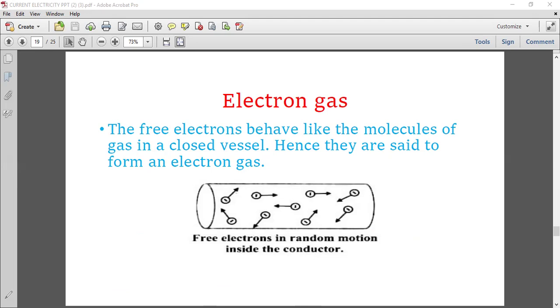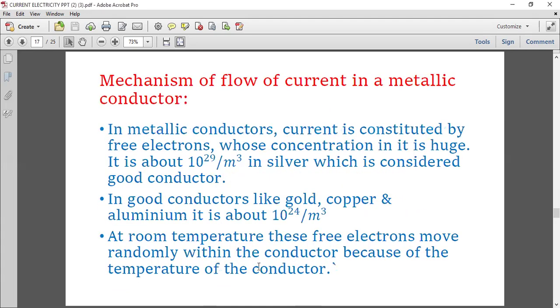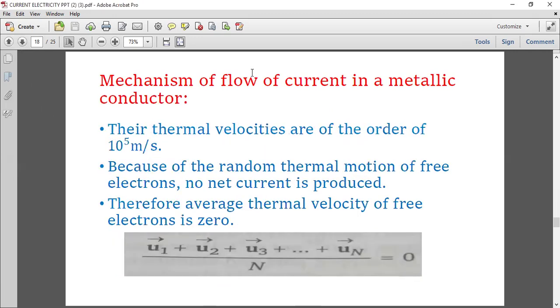So take this. Now see here, within a conductor these free electrons are moving randomly, you can see here. What is the magnitude of their thermal velocity? The magnitude of the thermal velocity is 10 to the power 5 meter per second. These things I already explained in lecture 1. Because of the random thermal motion of free electrons, no net current is produced. Why? Because the current produced by one electron will be neutralized by the other electron.